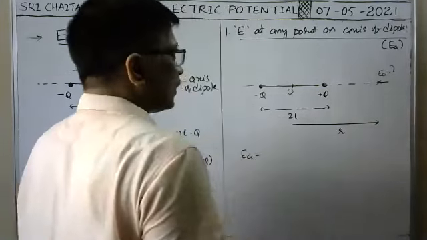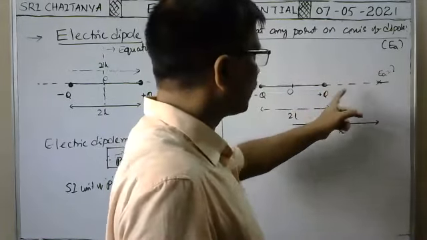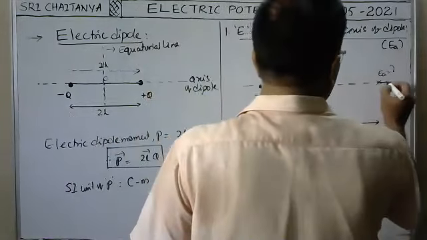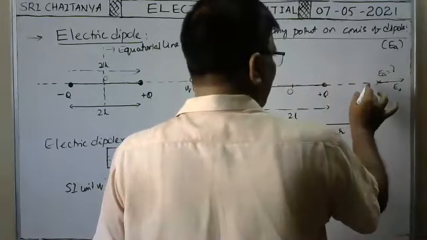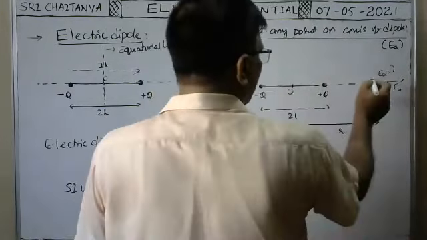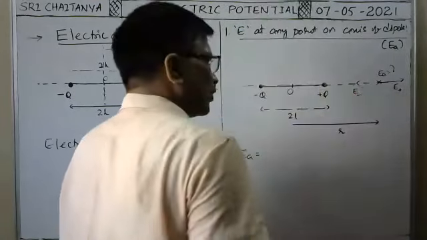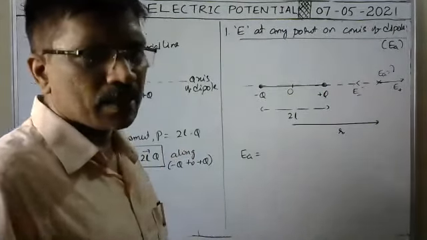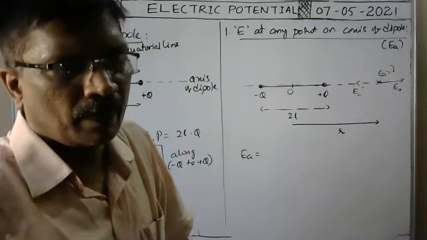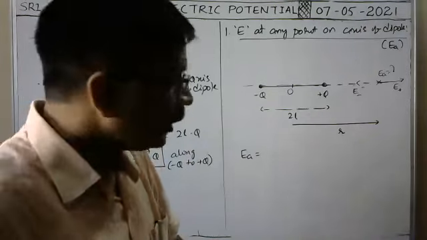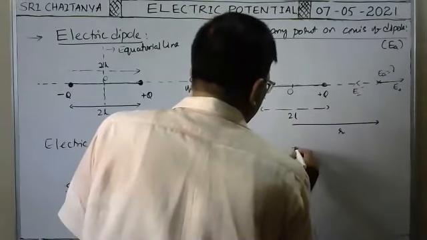EA is equal to, at this point, you find the intensity of electric field due to each charge. Due to the positive charge, the intensity of electric field at this point is away from the positive charge, so in this direction. Due to the negative charge, it is towards the negative charge. That's why E minus is in this direction. Is E plus more or E minus more? E plus is more because the positive charge is near to this point. That's why the net intensity of electric field is E plus minus E minus.